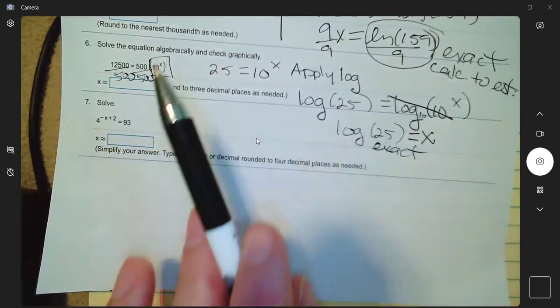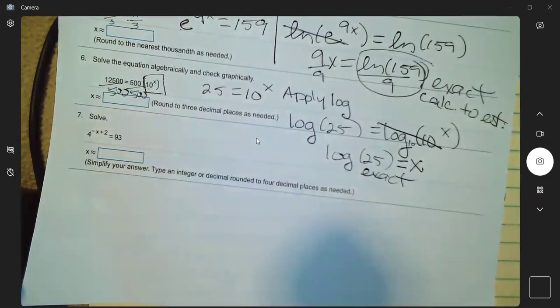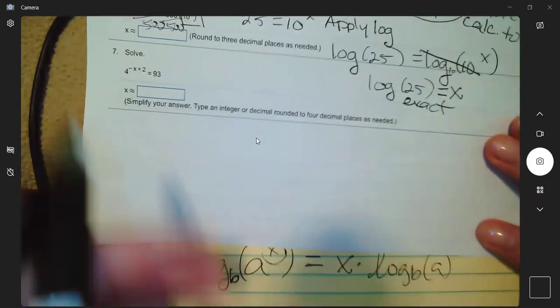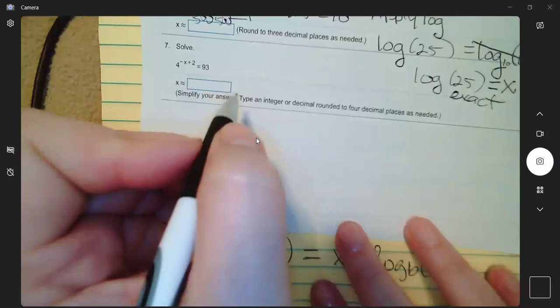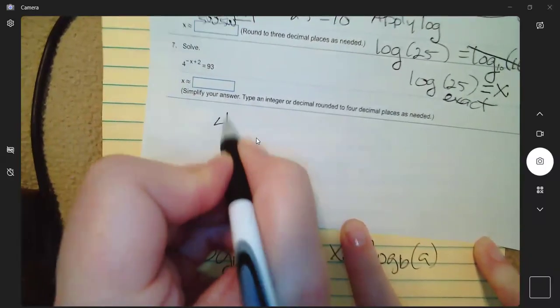So just common log of 25, rounded off to 3 decimal places, goes right there. Okay, let's look at number 7. Number 7 has got some stuff going on because the x is up in the exponent, which means we're going to use logarithms at some point.